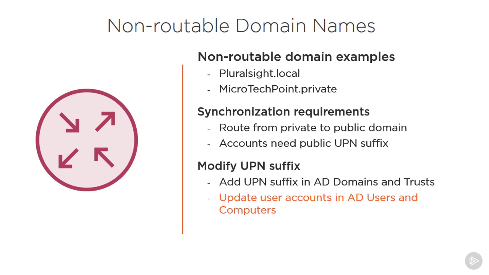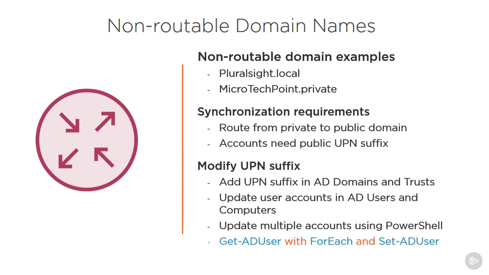We can also go in and update user accounts in Active Directory Users and Computers, but that could be a bit tedious and a lengthy project if we have to do that for every account. So as an alternative, we would use PowerShell, because we can update multiple accounts with it. You're going to use a command to grab the AD users that have a non-routable user principal name suffix, and then use a foreach command along with Set-ADUser to set the user principal names for all those users who had that local or non-routable domain associated with it. We can also use Set-MsolUserPrincipalName to assign a new UPN.